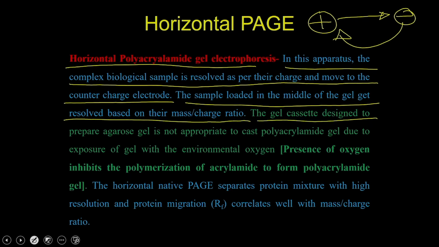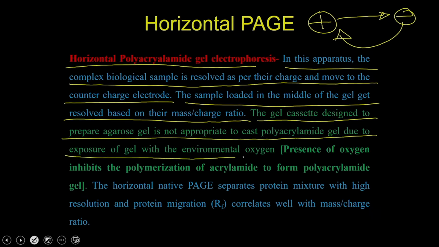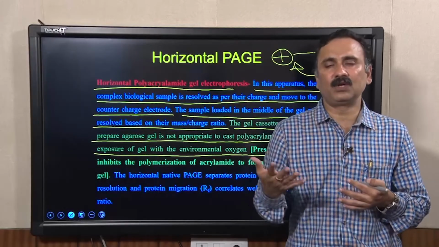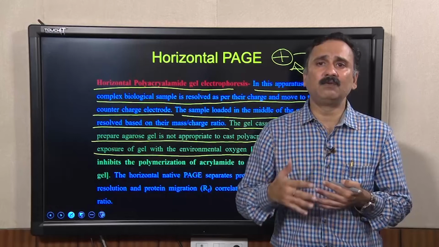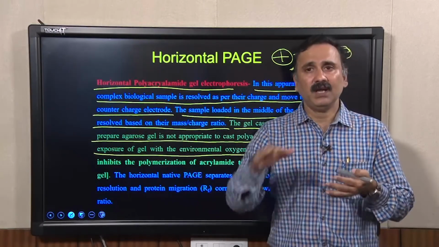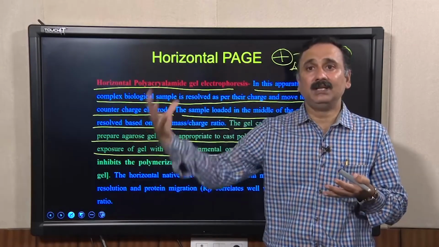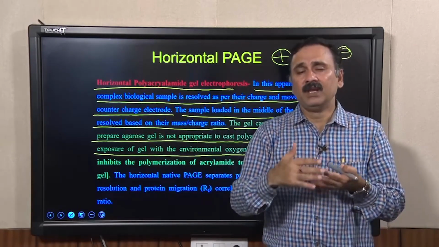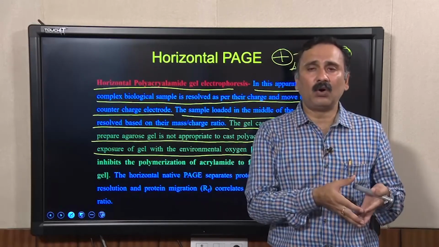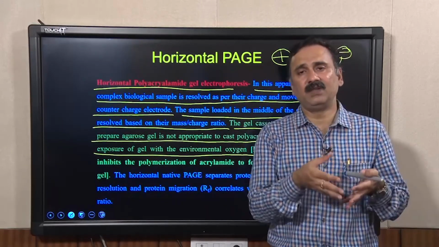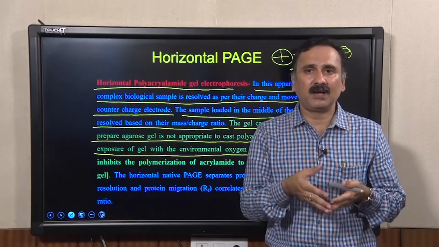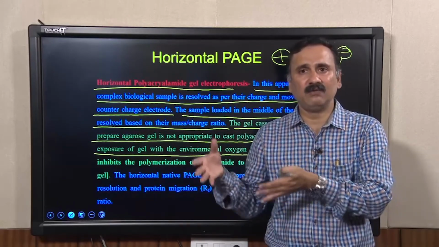The gel cassette designed to prepare agarose gel is not appropriate to cast the polyacrylamide gel due to the exposure of the gel to environmental oxygen. The gel cassette we use for agarose gel electrophoresis is not good enough to cast polyacrylamide gels, because it is open from the top. So, there is direct entry of oxygen, and you know that oxygen is an inhibitor of acrylamide polymerization. If oxygen is present, the polyacrylamide is not going to polymerize to give you the PAGE.